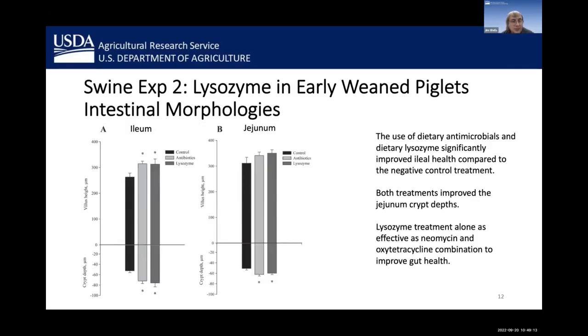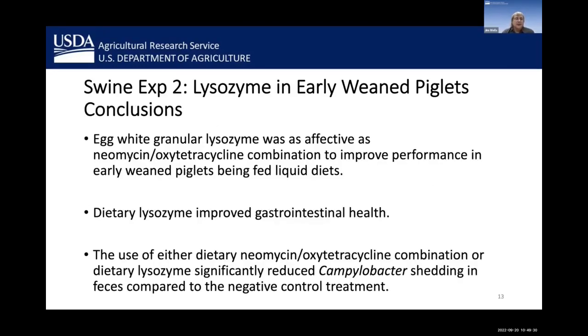Intestinal morphologies were something that we wanted to look at with this study. And what we found was that both the ileum and jejunum had improved intestinal morphologies when we added both antibiotic and when we added lysozyme to the diets. So it was very apparent to us that lysozyme had the potential, like antibiotics would, to improve the gut health.